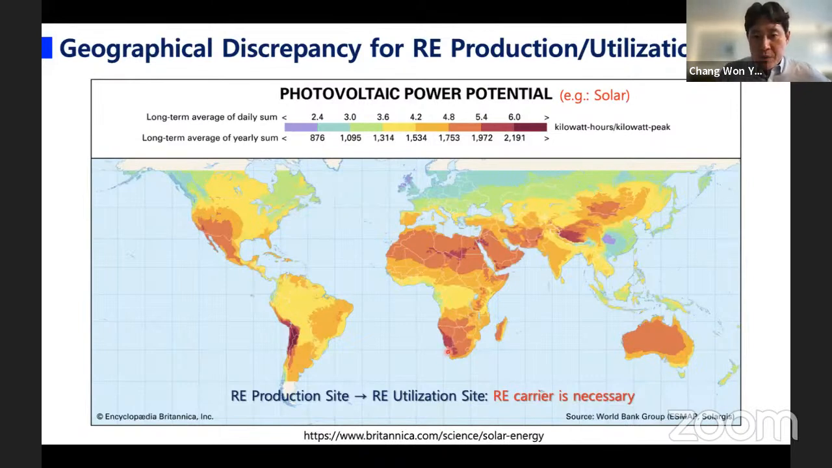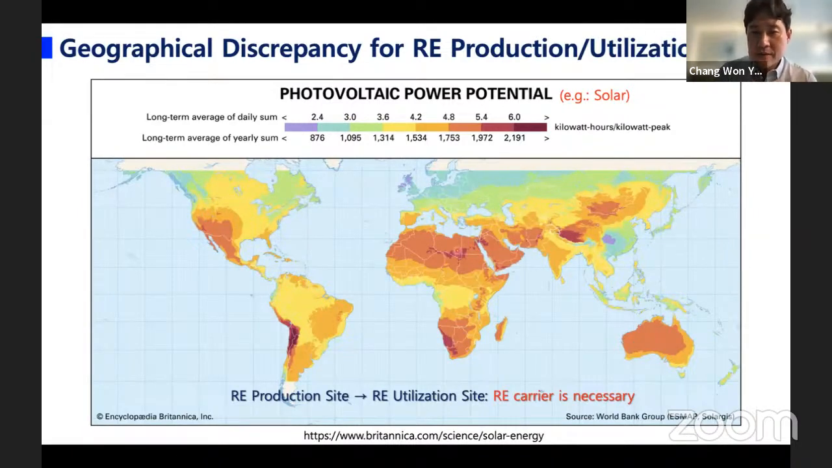Okay, let me explain. If you look at the very plentiful solar energy production sites, here is the Middle East, North Africa, Australia, and Chile, things like that. But in this kind of region, not many people actually live in this area, which means the energy demand will be about 20 or 30, but the renewable energy production is about 100. So 70 or 80 of renewable energy will be in excess.